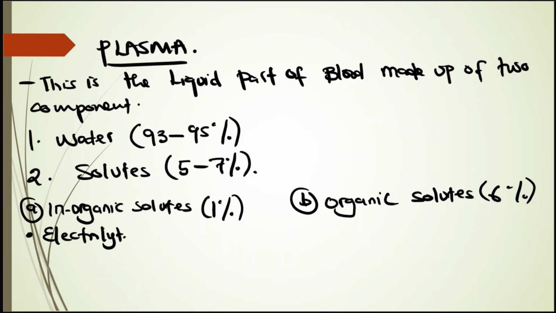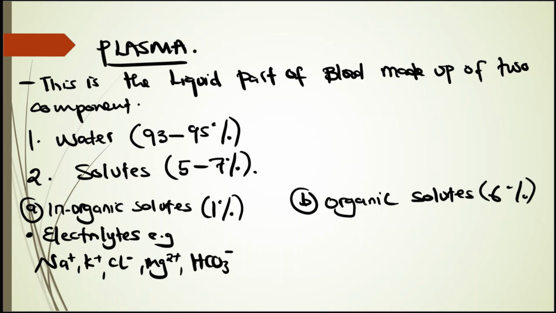Inorganic solutes contain what we call electrolytes, like sodium, potassium, chloride, magnesium, bicarbonate. These are found in plasma as well. And then the organic solutes, the major part of it are plasma proteins. These are very important. Plasma proteins, we're going to talk about them very soon.